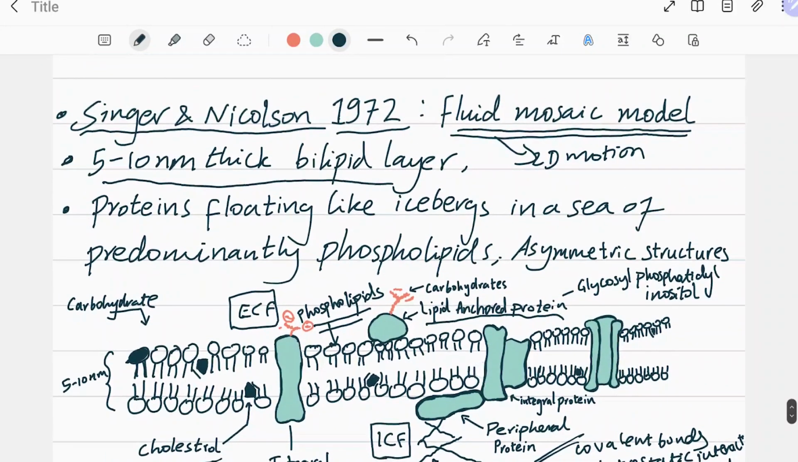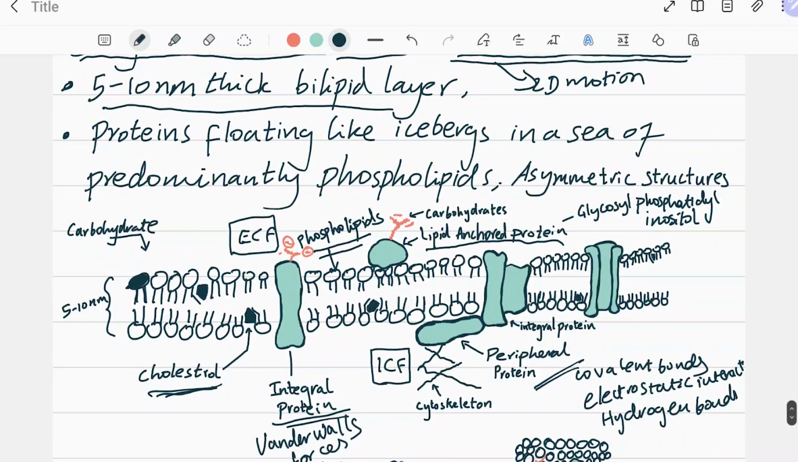Now, predominantly in terms of numbers, we have phospholipids as the major component. Now, your cell membrane is asymmetric. What does that mean? Well, you could see that first of all, it's a bilipid layer. You have two layers, like a sandwich. It looks like a sandwich.